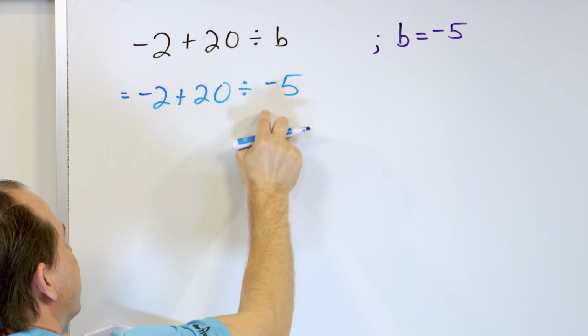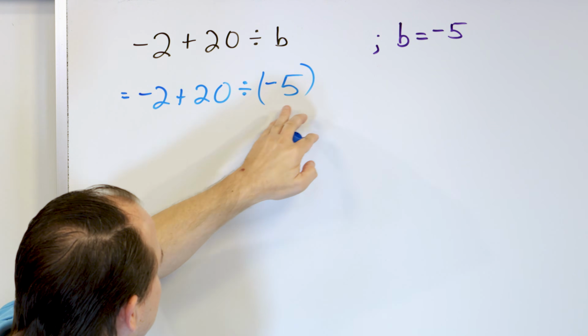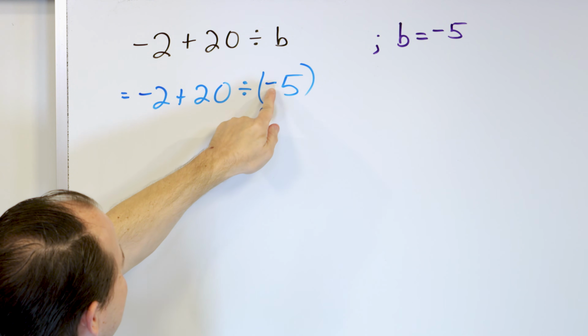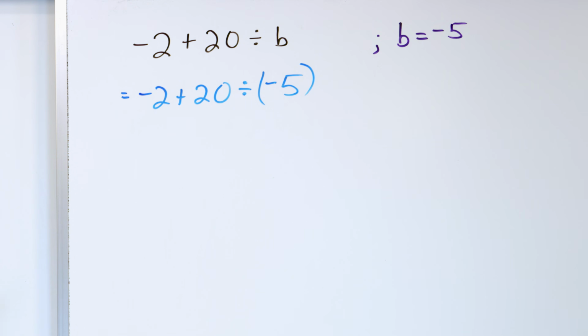I guess it's kind of readable, but it's just a little easier if you wrap your negative numbers with parentheses so that you don't get lost and you don't accidentally overlook the negative sign here. All right, so here we have to calculate the answer. We have to use order of operations.